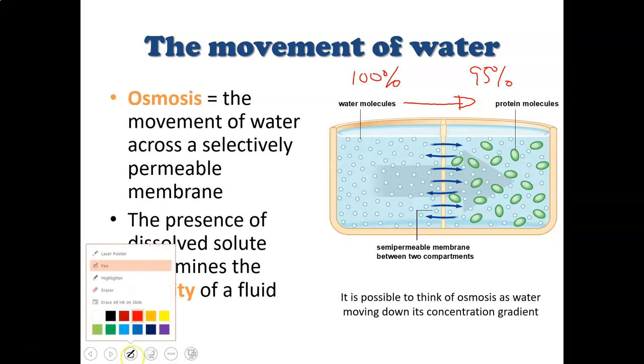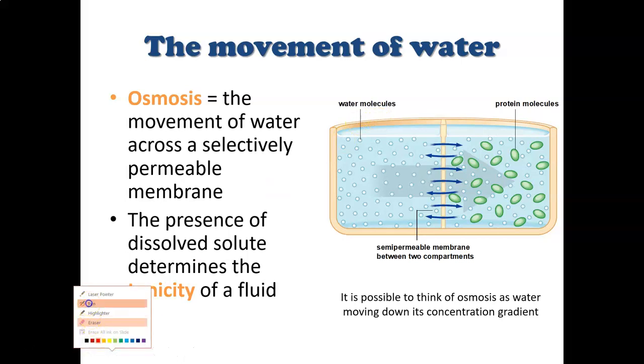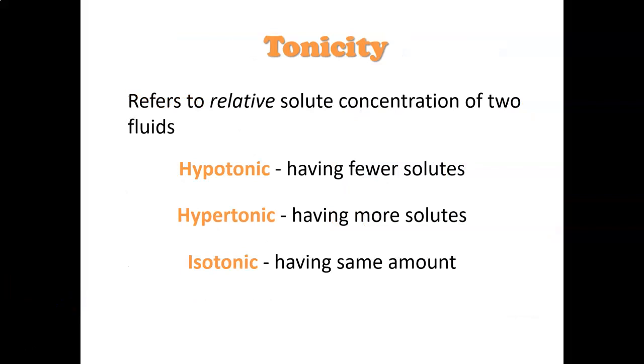Okay? The better way to learn it for you guys is to identify the tonicity of the fluid. And in order to understand how this is going to work, you need to know 3 words, and that is hypotonic, hypertonic, and isotonic. So hypotonic means less dissolved stuff. Remember, those dissolved particles are called solutes. So hypotonic means less dissolved stuff. Hypertonic means more dissolved stuff. And isotonic means same amount.